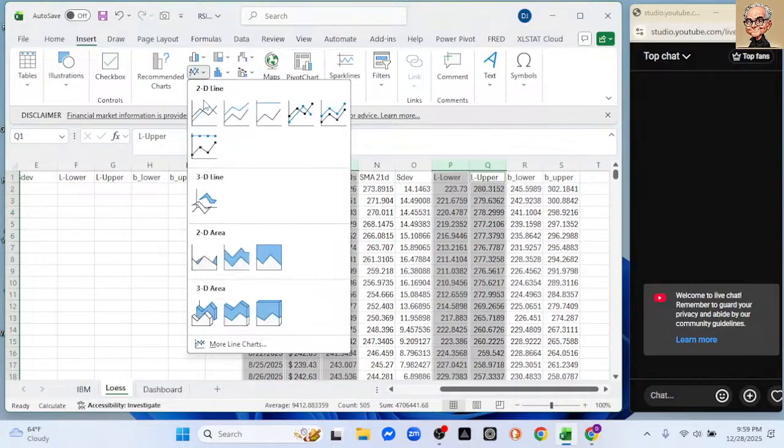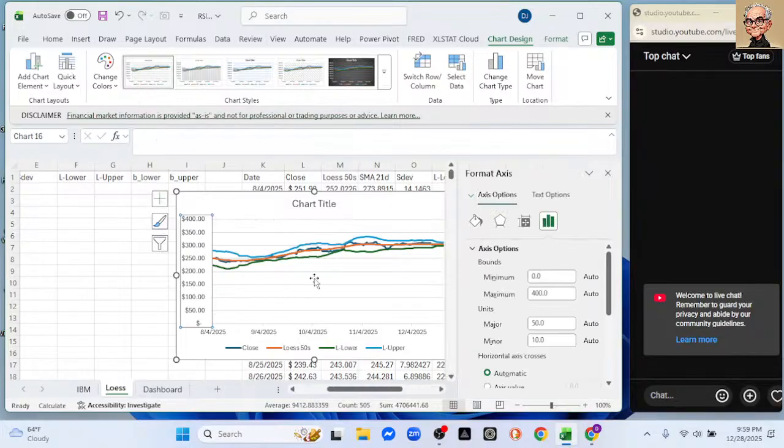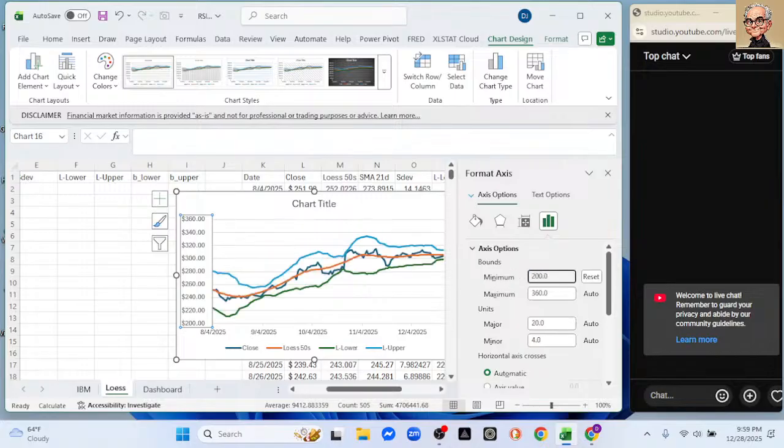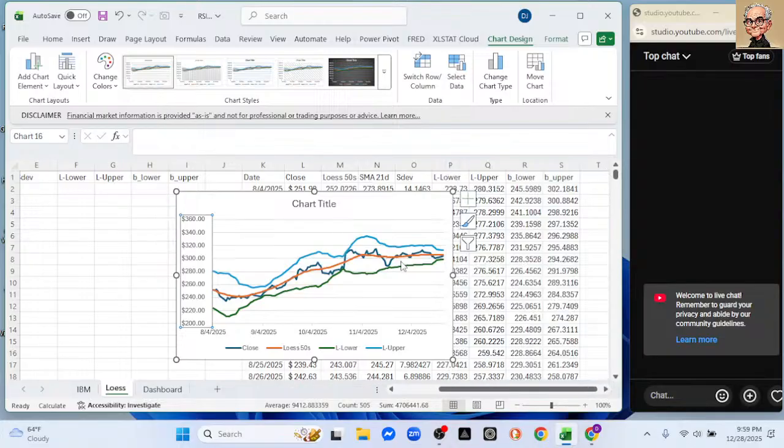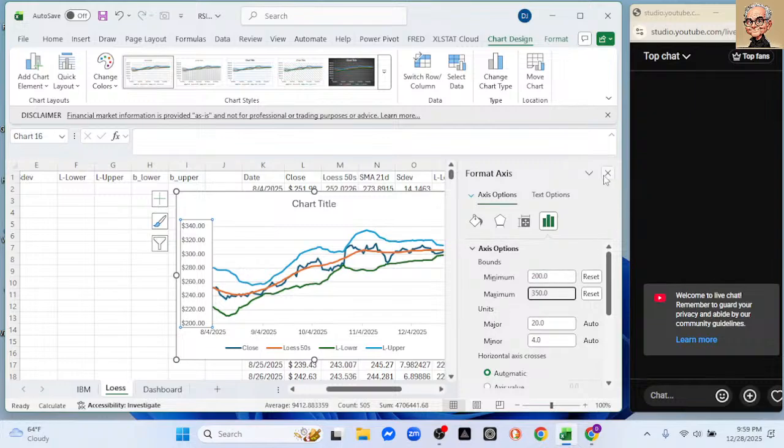Like I say, I'll upload this code. The sheet is called RS. I'll change the sheet name to RS Loess Bands, okay? All right. So let's change this to, oh, I don't know, 350. There we go. All right.